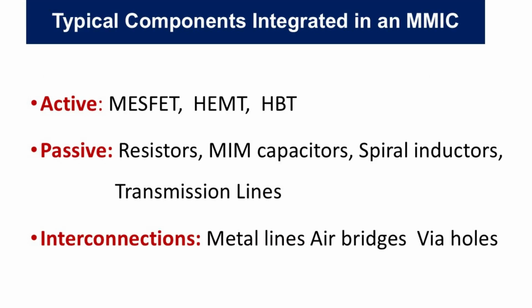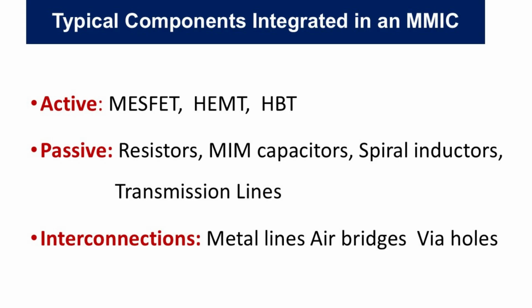This slide shows the typical components integrated in an MMIC. The active devices include MESFETs, HEMTs, and HPTs, which provide amplification and switching functions. Passive components such as resistors, MIM capacitors, spiral inductors, and transmission lines are also fabricated on the same chip. The components are connected using metal interconnections, air bridges, and wire holes, resulting in a compact microwave circuit with very short interconnections.